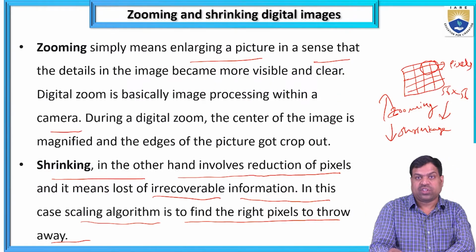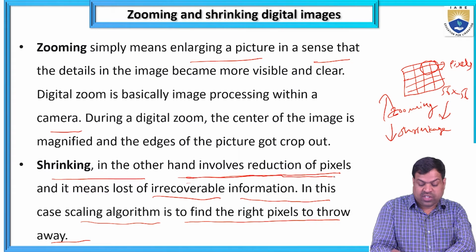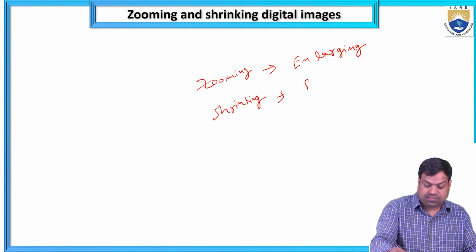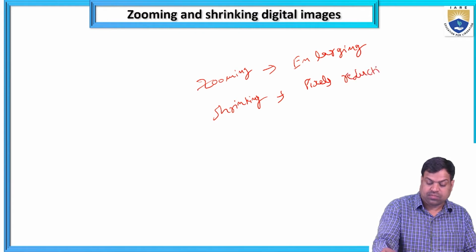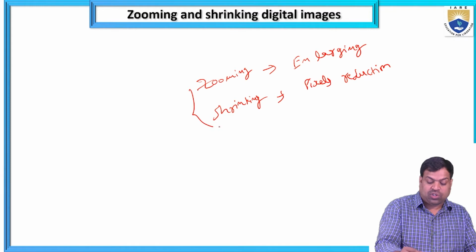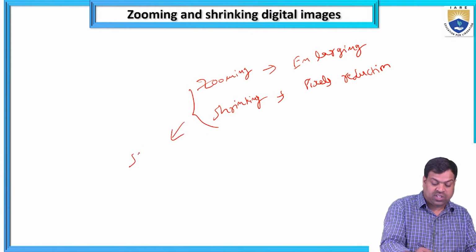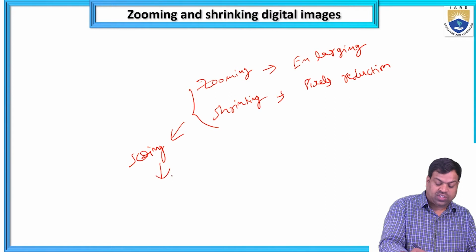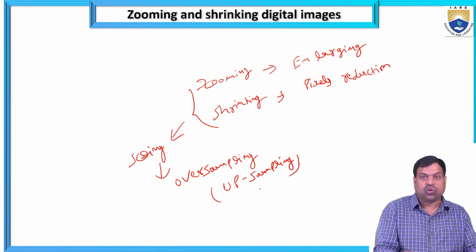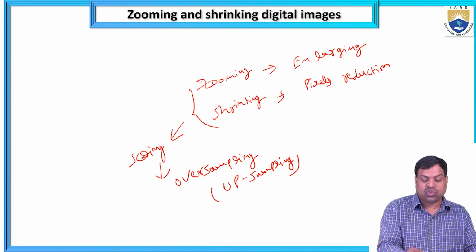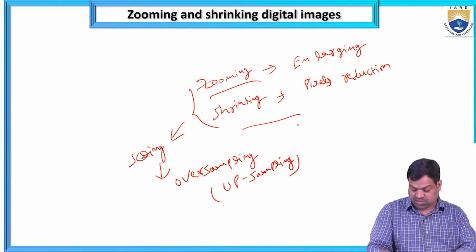Shrinking means we are going for the reduction of pixels. So for both zooming and shrinkage, we are applying the scaling function. So what does scaling mean? We are going for oversampling or upsampling. When applying oversampling or upsampling, we are going for the zooming or shrinkage of that image.